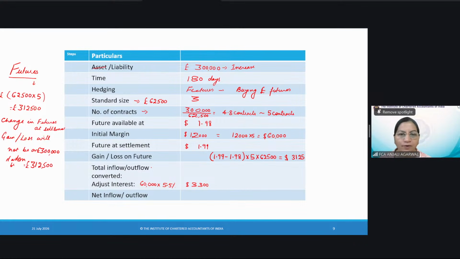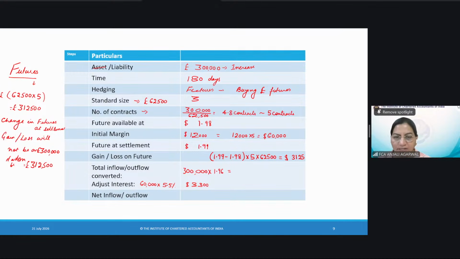$3,300. Now, what will be the total outflow or inflow? Now, you will buy the 300,000 pounds in the spot market. So let's say 300,000 in the spot market, and the spot rate does not converge with the future. Let's say the spot rate is 1.96.